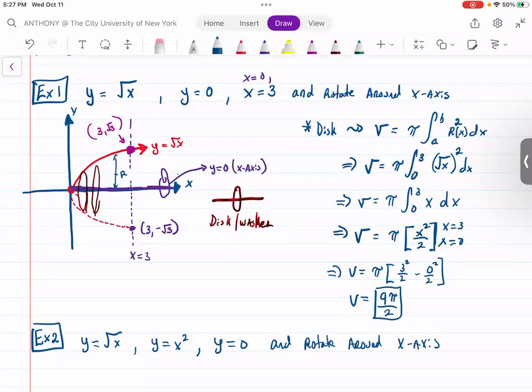You could have also used the washer method. When you're using the washer method, essentially you should see sort of like a hole in your disk. For example, here's my disk. But the washer, you should see some sort of hole, like a donut. The washer looks like a donut.